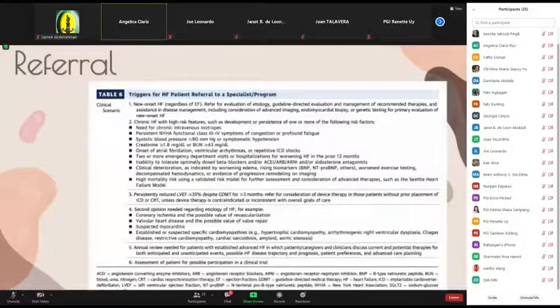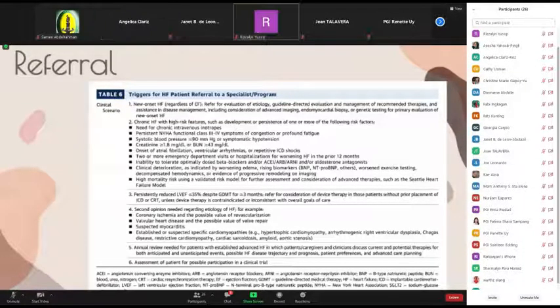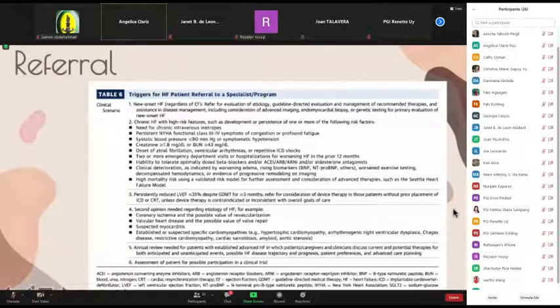So in this slide, you can see the triggers for heart failure patient referral to a specialist or program. So ito po nakuha ko siya sa American College of Cardiology 2021 update. Reasons for referral. When to refer po.